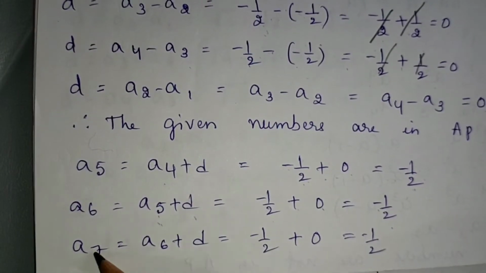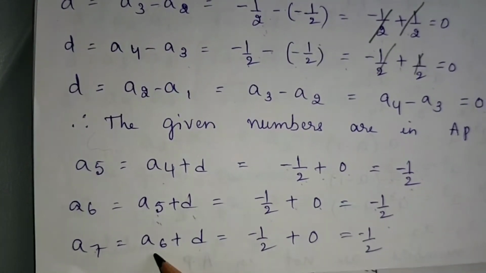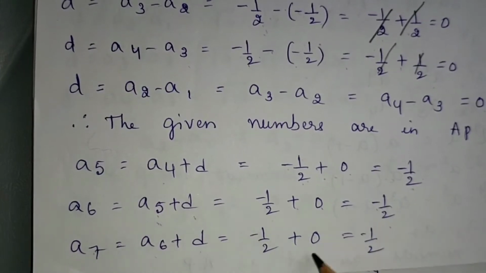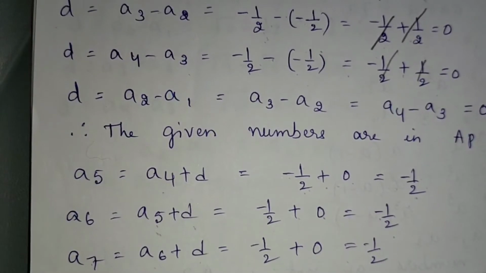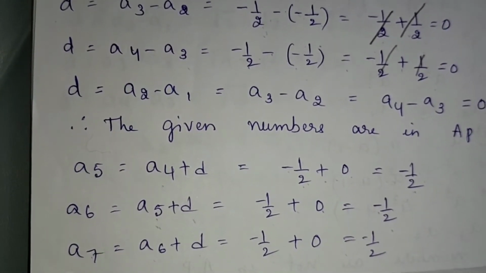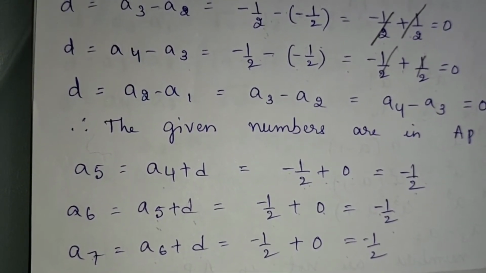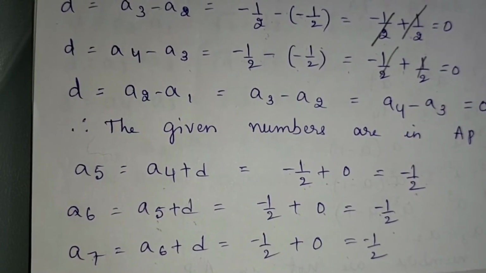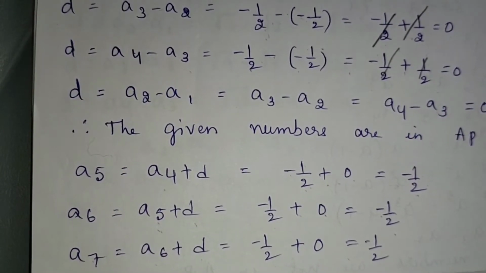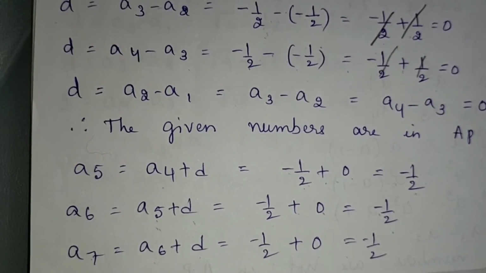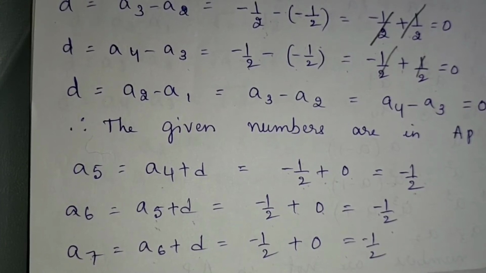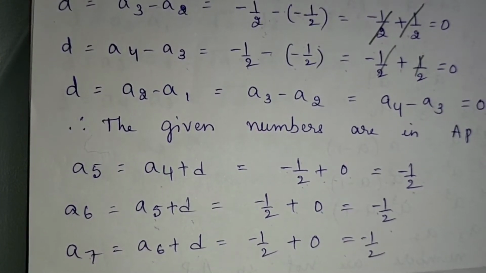If you want to find out the seventh term, add the common difference to the sixth term, that is minus 1 by 2 plus 0, which is again minus 1 by 2. Here the whole pattern is minus 1 by 2, minus 1 by 2, minus 1 by 2, and so on. A1, A2, A3, A4, A5, A6, A7, all the numbers are minus 1 by 2 because of the common difference 0.